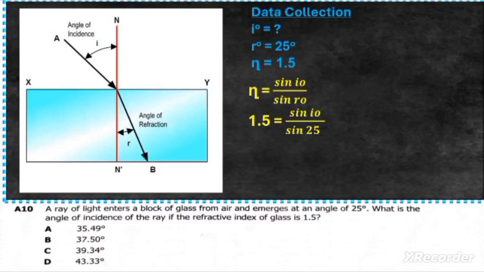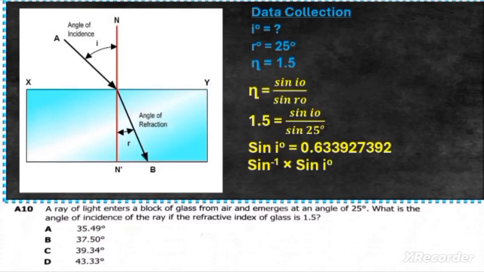Where there is refractive index, we have written 1.5, then where there is sine r, we have written 25. We do a cross multiplication. We are going to get sine i, representing the incident angle, is equal to sine 25, which is 0.633927392.